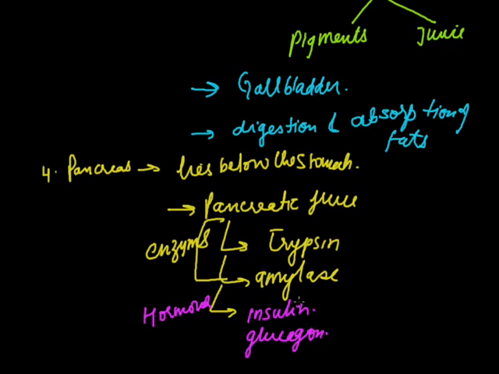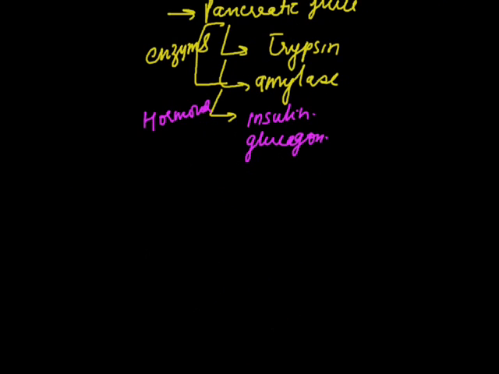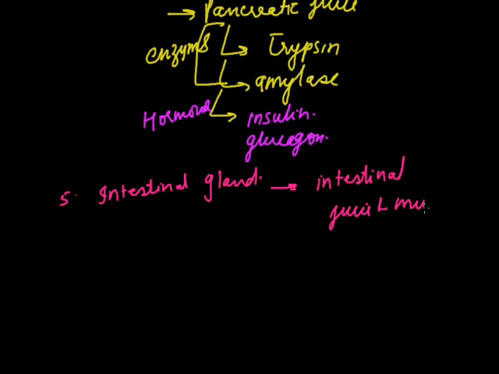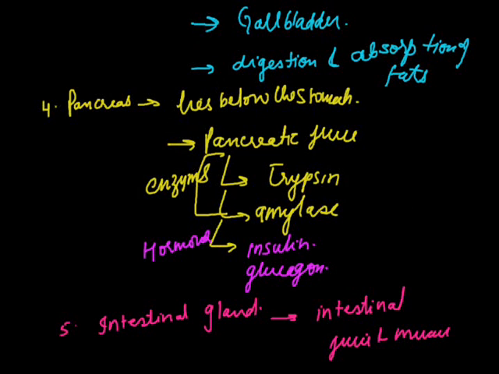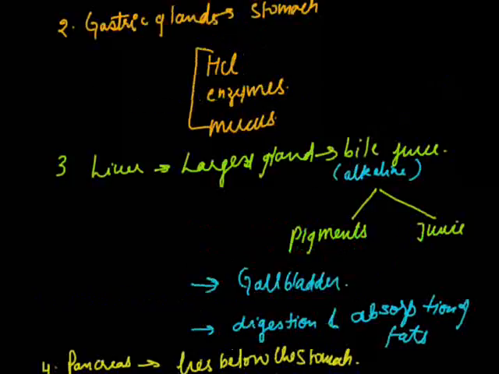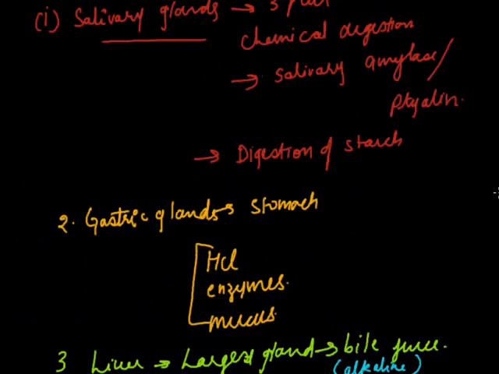Now, the last digestive gland is intestinal gland. This gland secretes intestinal juice and mucus. Juice and mucus is secreted by intestinal gland. So this was all about the alimentary canal, which was called as a food pipe, and the digestive glands. Now this was the complete digestive system of humans.